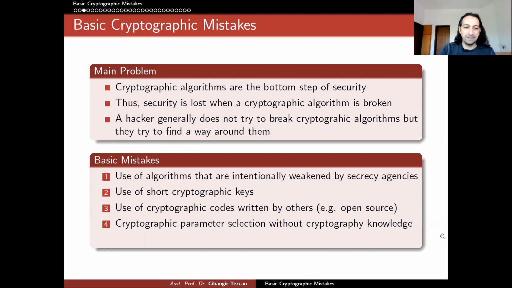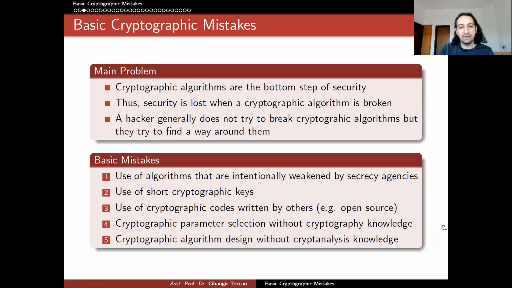Another big mistake is the use of cryptographic parameter selection without cryptography knowledge. And a similar mistake is cryptographic algorithm design without cryptanalysis knowledge. All of these mistakes were made in the past, and in the following slides, I will show a few examples of how these mistakes were made and what kind of results occurred. Most probably not in this order, but I will tell you how you can make basic mistakes if you're not careful about these concepts.